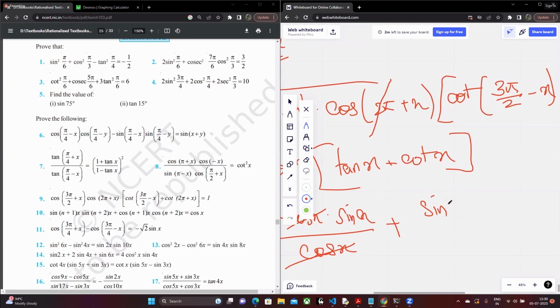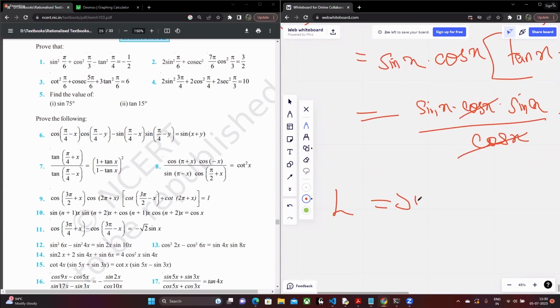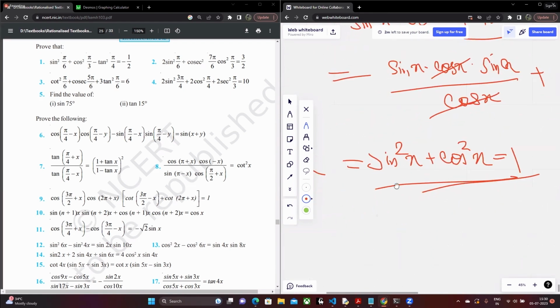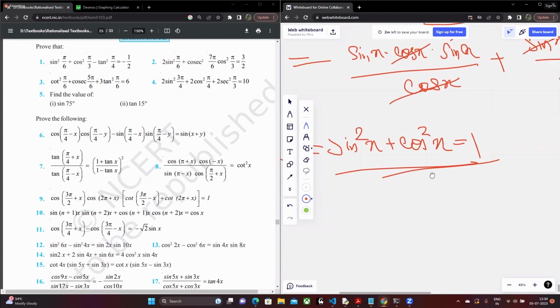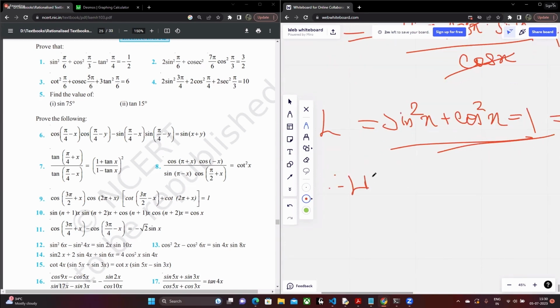Plus, this is going to be sin x times cos x. Since cot is cos by sin, you're going to have cos x divided by sin x. Sin and sin cancel out. Right? So L is basically equal to sin squared x plus cos squared x. That is equal to 1. Therefore, since the right hand side is also equal to 1, this is equal to R. Therefore, LHS is equal to RHS. Therefore, true. Right.